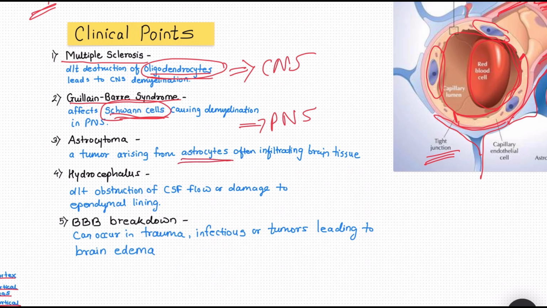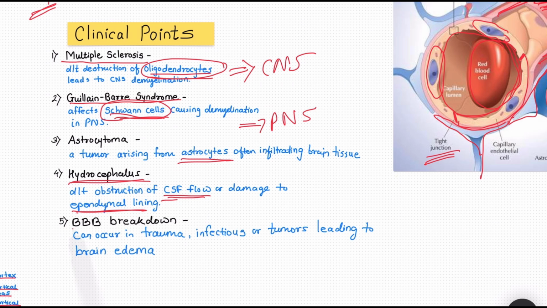So it is a brain tumor. Then hydrocephalus occurs due to obstruction of CSF flow or damage to the ependymal lining. Ependymal cells line the cavity of the ventricle; they are columnar ciliated epithelial cells, and their function is CSF production. If there is obstruction of the CSF flow or damage to the ependymal lining, it will lead to hydrocephalus.